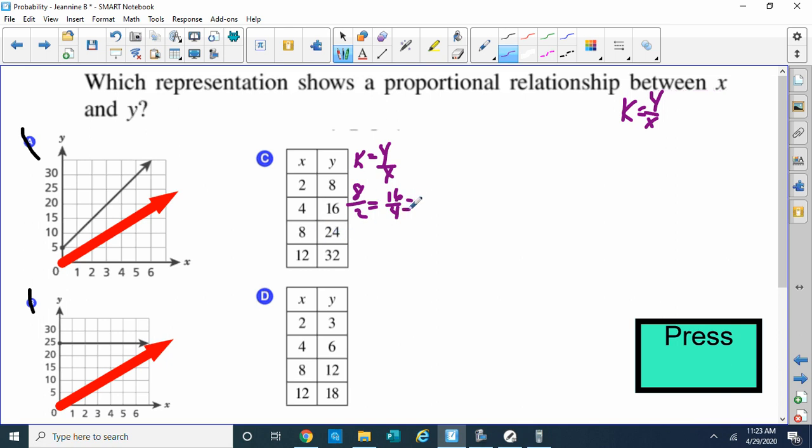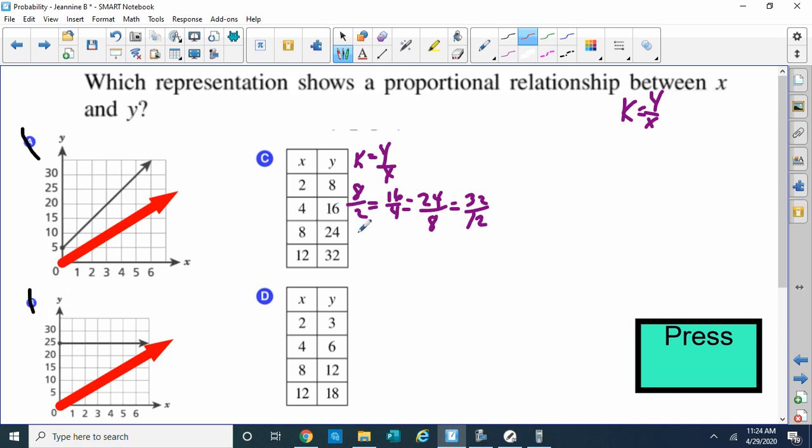So let's write these others down. 24 over 8 and 32 over 12. So let's reduce these. If they're all equal to the same number, then we have our proportional relationship. And if they're not equal to it, then we don't have it. So they all have to be equal. So that's the magic thing.